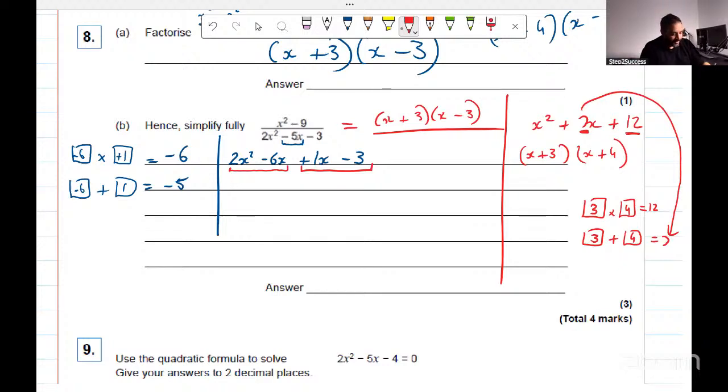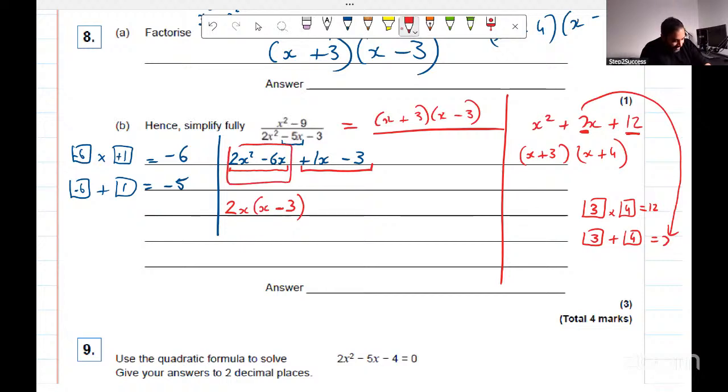So if I was factorizing 2x squared minus 6x, I would notice that 2 goes into both 2 and 6, so I'm going to take that out. And there's an x in both of them, so I can take out the x. That leaves me with x in the bracket here and -3 to get me back to -6x.